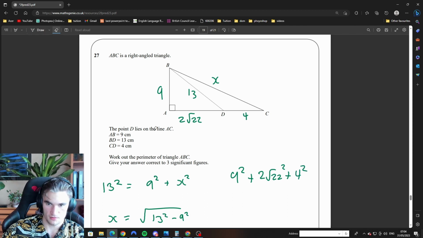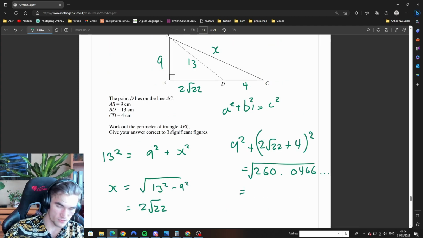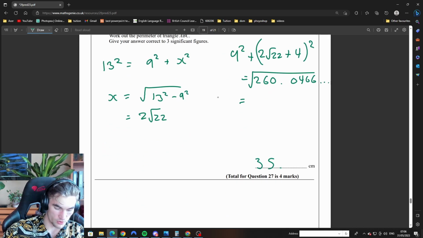No, that's wrong, because I need to add these two lengths together, and then I square it. I get 260.0466 and so on. Square root this, right? Because Pythagoras is a squared plus b squared equals c squared. So I need to square root my answer to get the length by itself. So I'm going to square root this plus 4. I added all of the lengths together, apart from the middle one, of course, because that's not part of the perimeter. And the answer is 35.32 once I added all of the sides up.